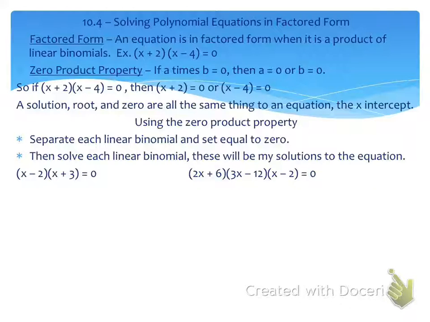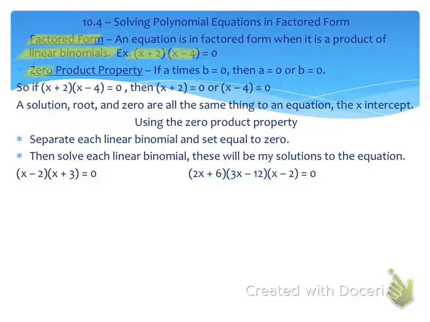Okay, today we're solving polynomials in factored form. So whenever I have factored form, it means that I have an equation that is a linear binomial, which means that it is of the first degree and it has two terms, just like x plus 2 and x minus 4 are both two terms, and I'm multiplying them by each other.